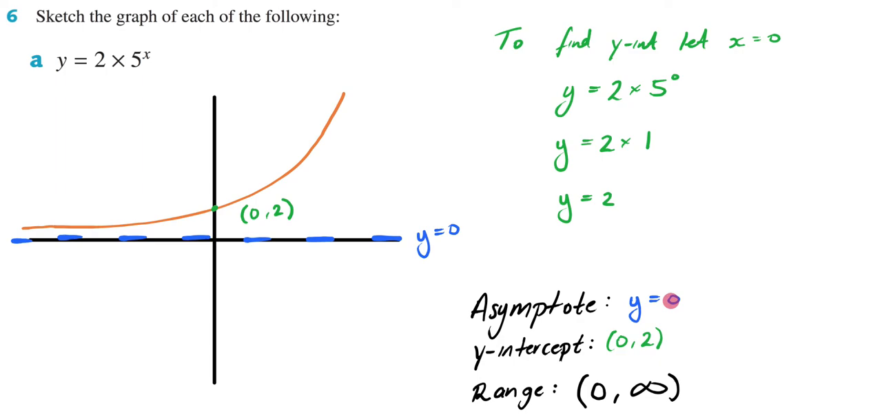And just like that, we've answered this question. My asymptote is y equals 0, my y-intercept is (0, 2), and my range is 0 to infinity. Hopefully this was helpful to you.